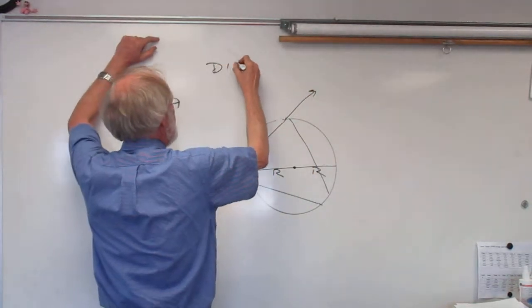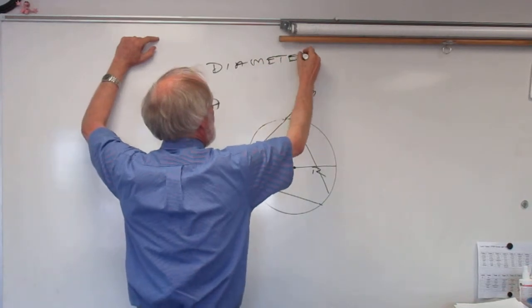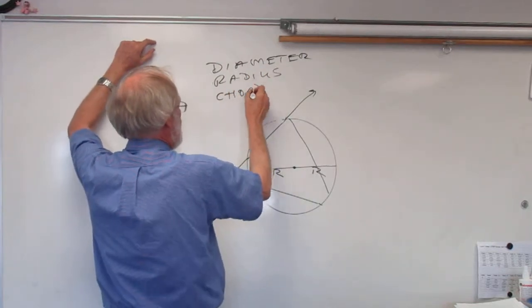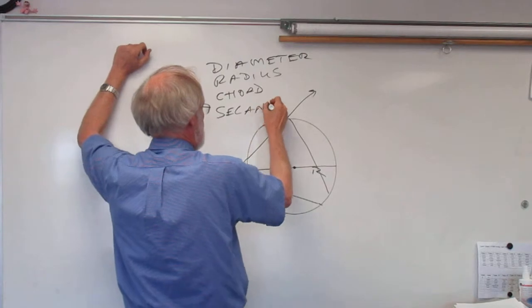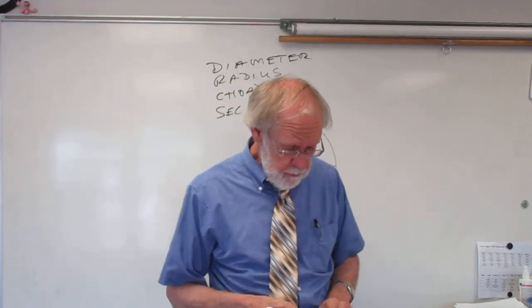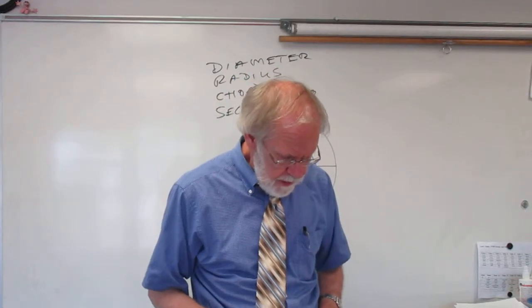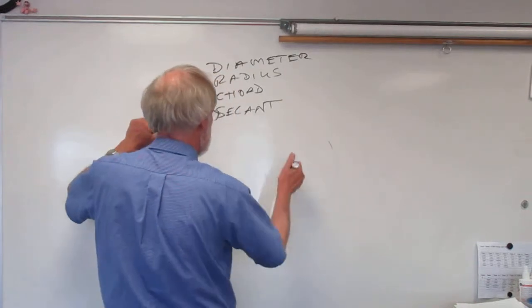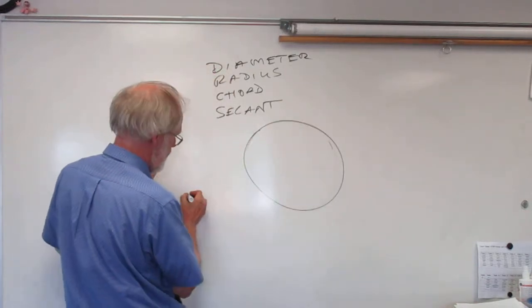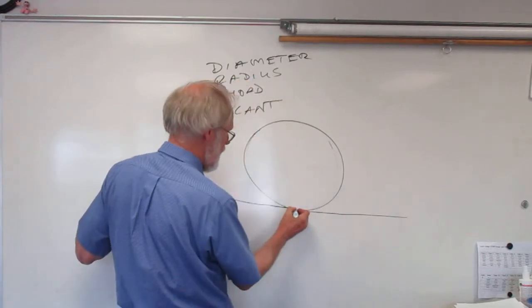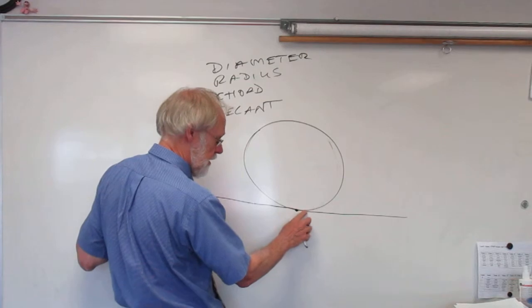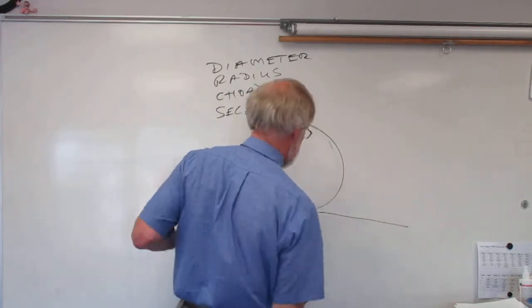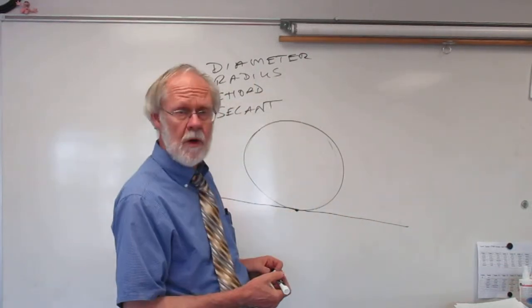So we have a diameter, a radius, a chord, a secant. Let's see what else we have. We have a tangent, which is, let's erase this and make a new circle here. A tangent is a line that touches the circle at one point. Now, it can stop there, as in this tangent line right here, or it can continue like that, okay? But it touches the circle at one point.